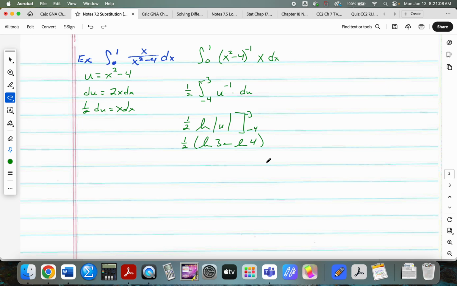And because, well, they're like, yeah, we can simplify that. What is the natural log of 3 minus the natural log of 4 equal to? 0. Nope. No. They're not the same.